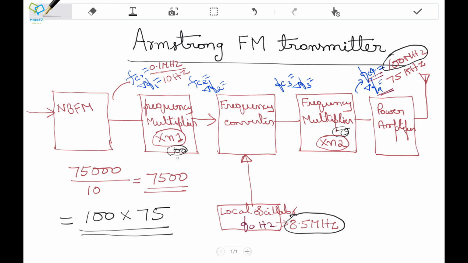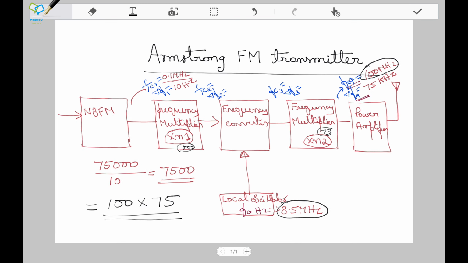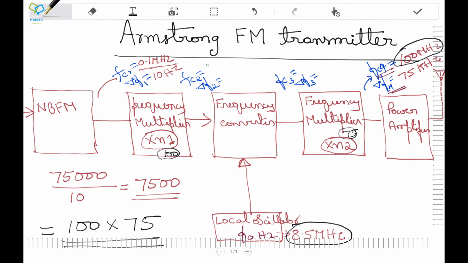Now when you put 100 here, what is FC2? FC2 is equal to 100 times FC1. That is 100 into 0.1 megahertz, so you get 10 megahertz. Of course, delta F2 will be 100 into 10 hertz, which is 1 kilohertz.